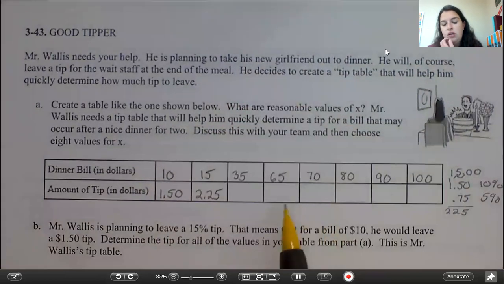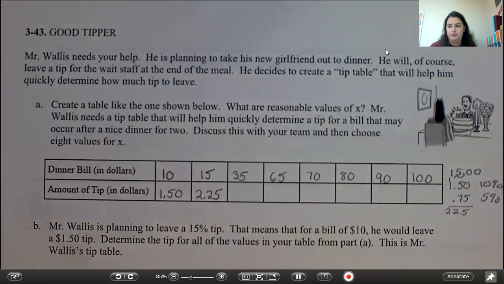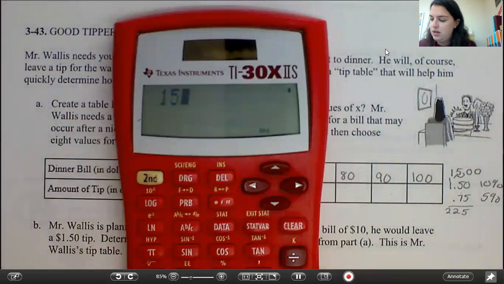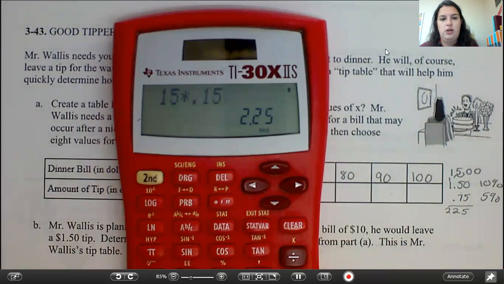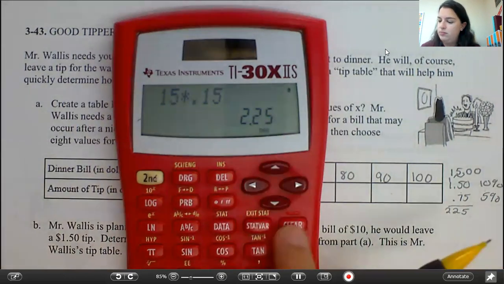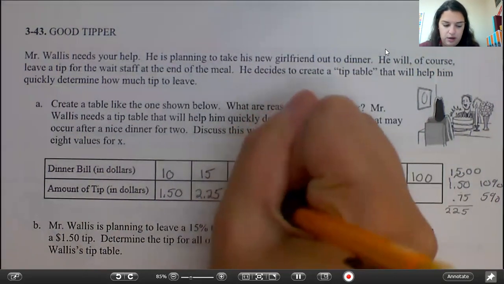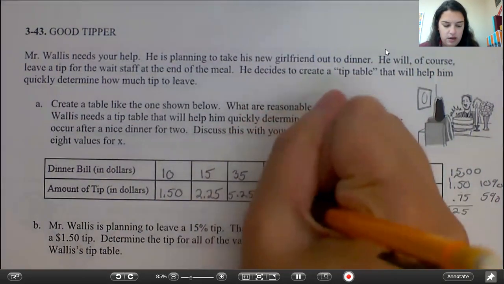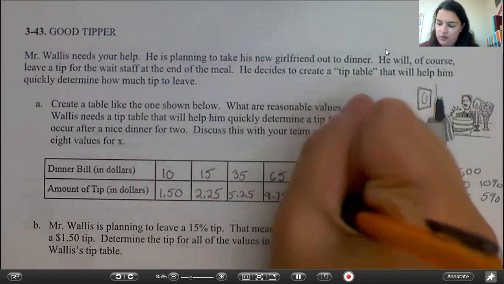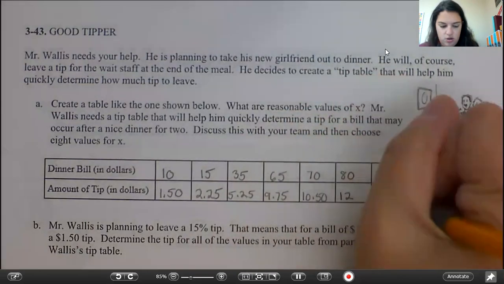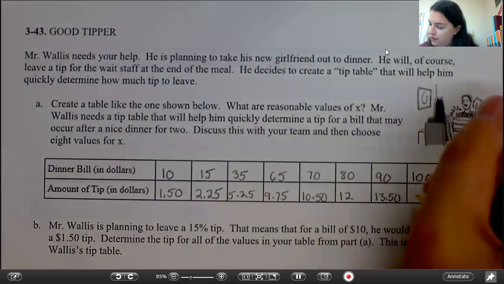You could also, in your calculator, take the number of your bill. So 15 times 0.15 would also give you your tip amount. So you should have had, for 35, $5.25, $9.75 for $65, $10.50 for $70, $12 for $80, $13.50 for $90, and $15 for $100.